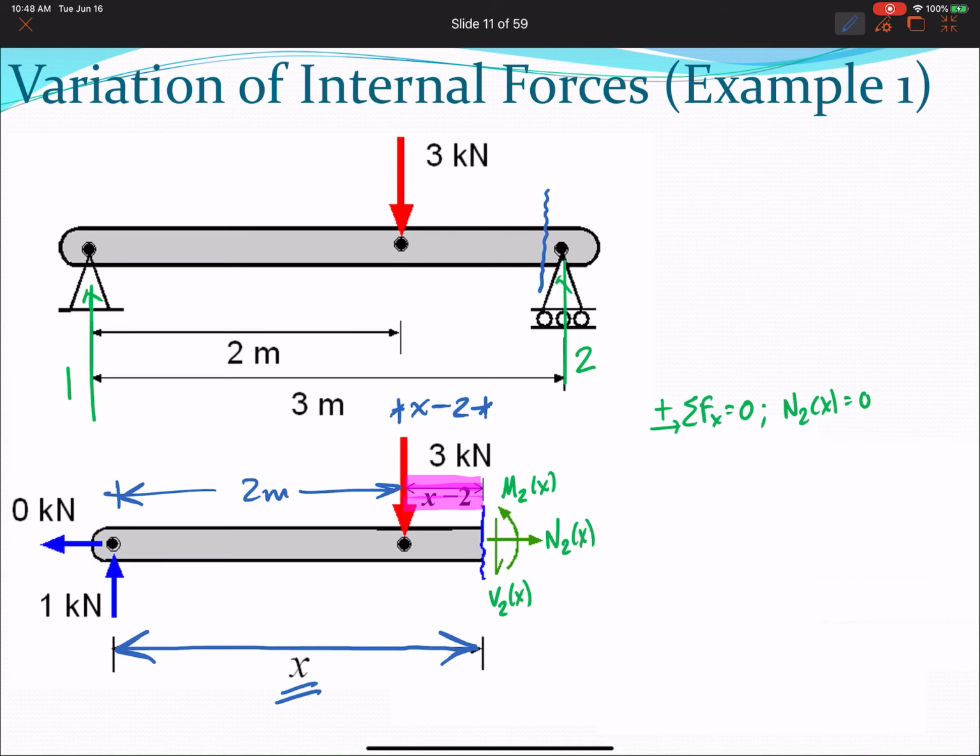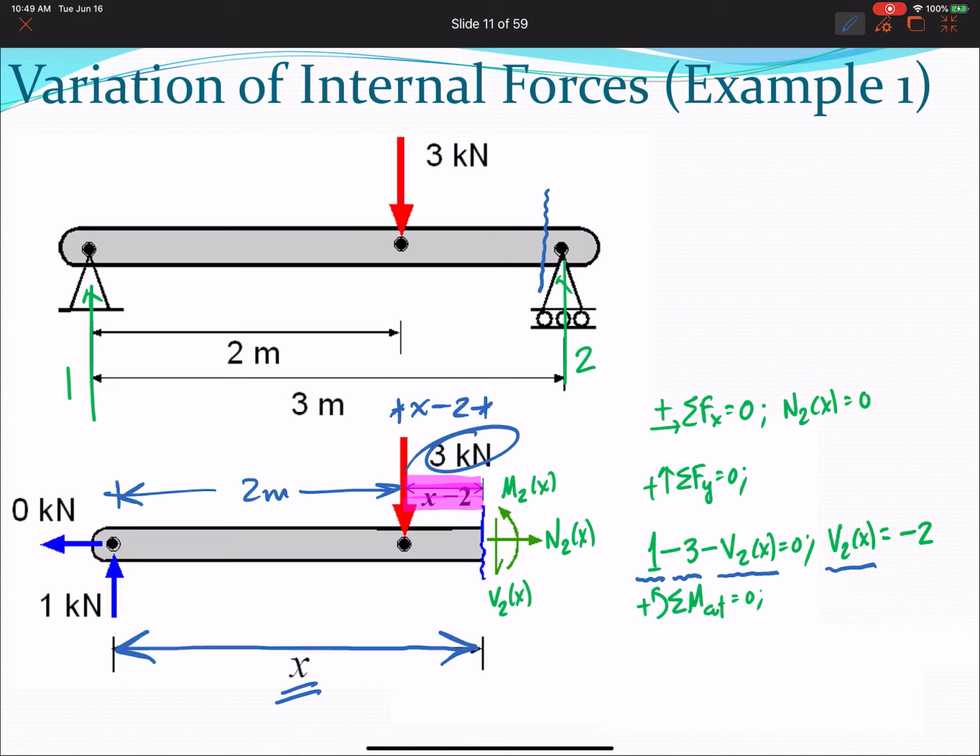So sum of force in x equal to 0. Normal force is again equal to 0 because there is no other horizontal force. Sum of forces in y equal to 0. Whatever goes up is positive. I have a reaction of 1 being positive. I have a force of 3 kilonewtons being negative. And I have the shear force at the cut going down, right? So it's minus V2 in x equal to 0. I can solve for the shear, and the shear is equal to minus 2 kilonewtons.